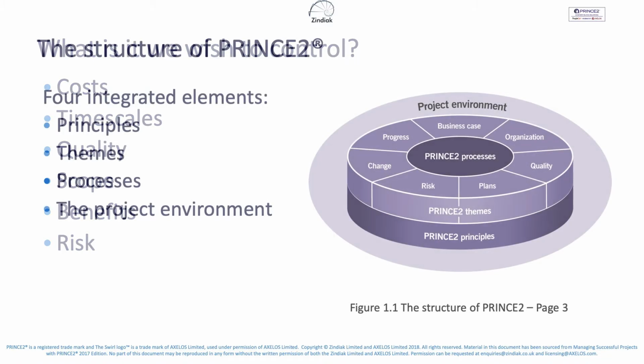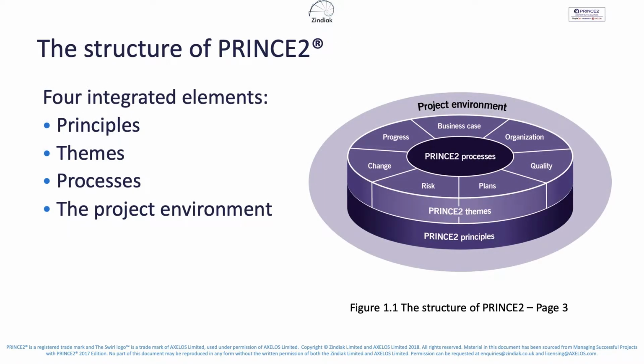Let's have a look at the structure of PRINCE2. There are 4 integrated elements: principles, themes, processes, and the project environment. The principles apply to all projects, irrespective of the area of the delivery of the project, whether it's an IT project or an HR or a finance or an operations or a sales and marketing, research and development, the principles apply. The processes give us the structure of how we manage the project.